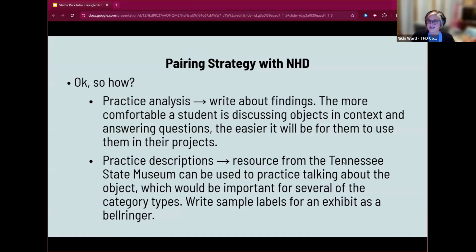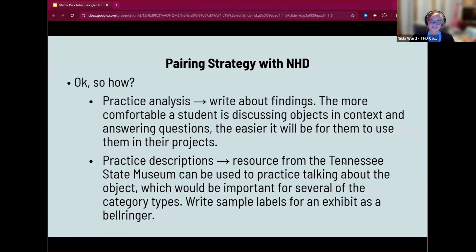If you're telling and not showing, if you're doing a paper, performance, website, documentary, and what am I forgetting? An exhibit is, I guess, a little easier because you sometimes have the ability to show an object. I like the activity of writing sample label copy for an exhibit as a bell ringer, establishing with your students an understanding of how we write label copy.